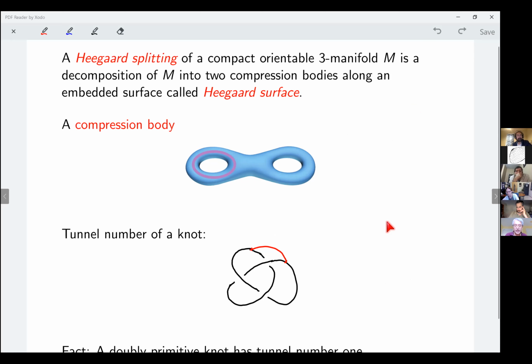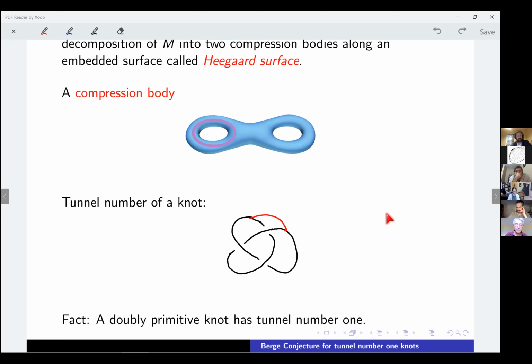And for a knot, the tunnel number of a knot, here I draw a trefoil. For example, this red arc is what is called the unknotting tunnel, because if you add this arc to this knot, you get a graph, and the complement of this graph is a handlebody. So that gives you a Heegaard splitting of the knot exterior. And the doubly primitive knots we mentioned have tunnel number 1. So you only need to add one unknotting tunnel to make the complement a handlebody.